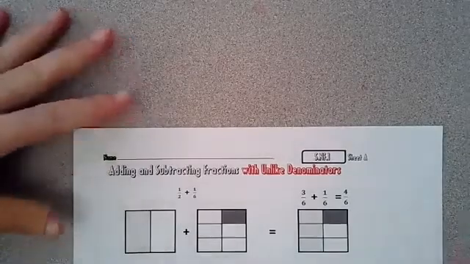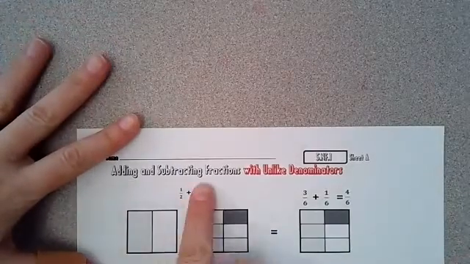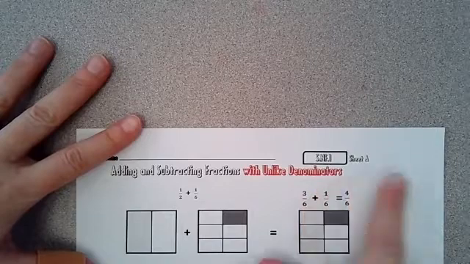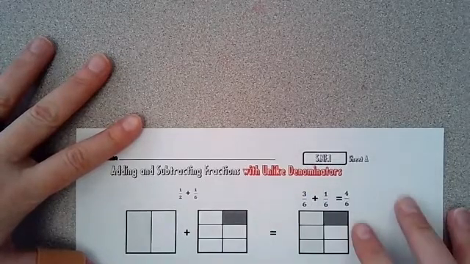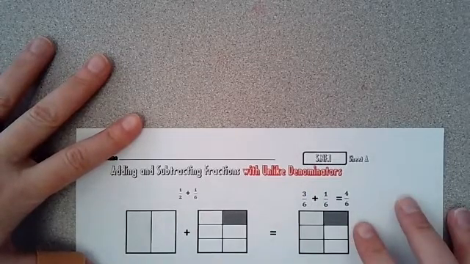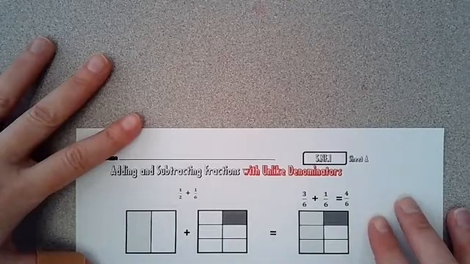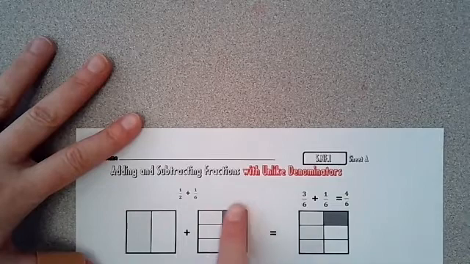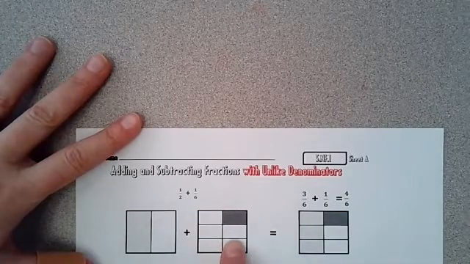All right, so today we're going to be working on adding and subtracting fractions with unlike denominators, okay? Don't worry if you don't have this sheet or if you don't have a printer at your house. What you can do is simply draw these fractions on a piece of paper.